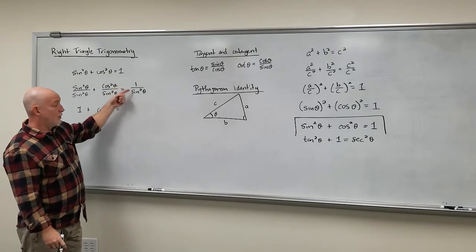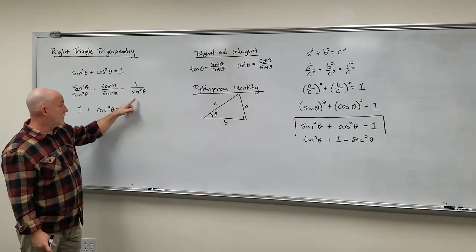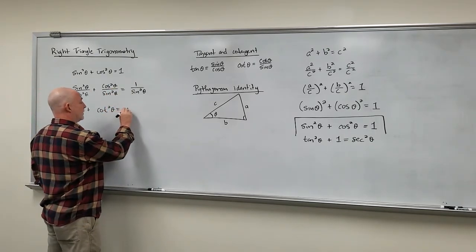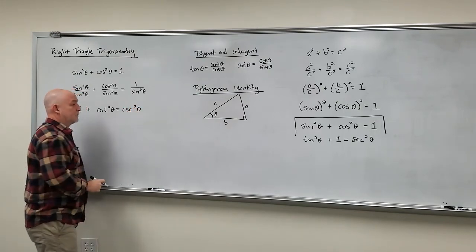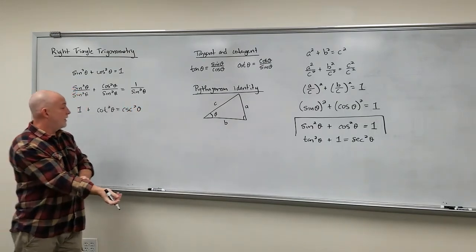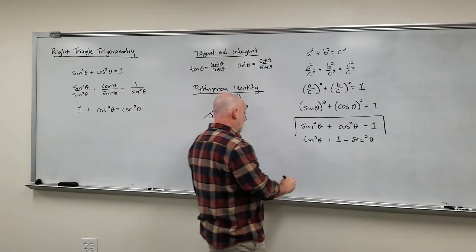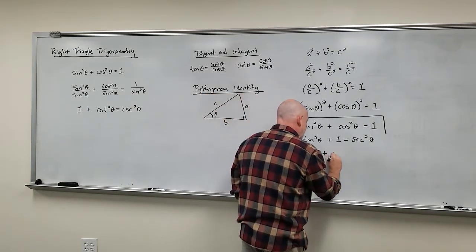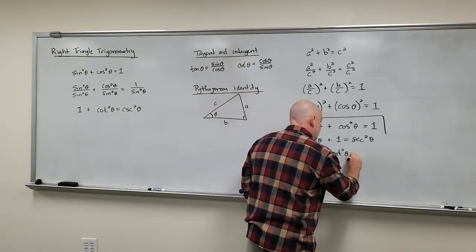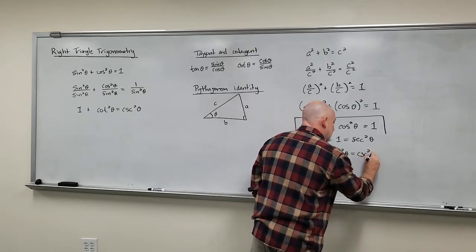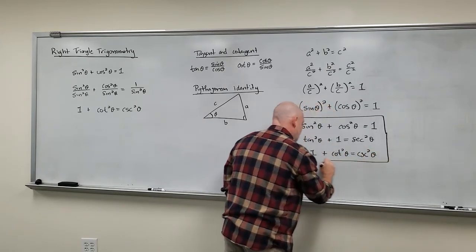And this is going to be 1 over sine, which is cosecant, and then we're going to square it. So this is going to be cosecant squared theta. So there's our third Pythagorean identity. This one, we got as 1 plus cotangent squared theta is equal to cosecant squared theta.